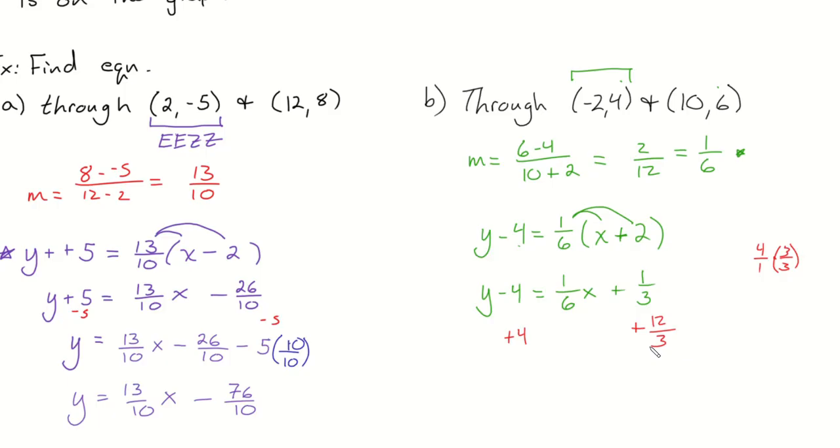Because I'm going to add the fraction. Yeah, we're just trying to do this a little bit more efficiently. Let's see what we get. Y then is equal to 1/6 x plus 13 over 3. And look at that, we have it.